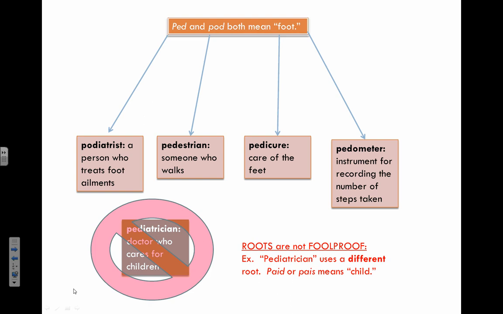Here's a classic example: the word pediatrician. It has the letters ped. So when you first glance at this, you might suspect that a pediatrician, like a podiatrist, has something to do with feet. In this case, you would be incorrect because, as we all know, a pediatrician is a doctor who cares for kids. So please remember, roots are not foolproof. Just because you see the three letters doesn't necessarily mean that the word uses the root. So always look at context clues. This word actually uses a different root. Pediatrician uses paid or pais, which means child. So always be careful.